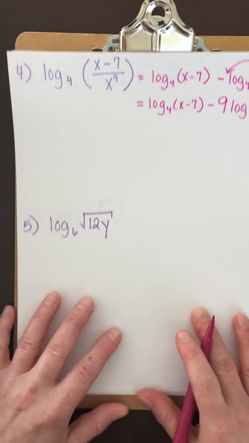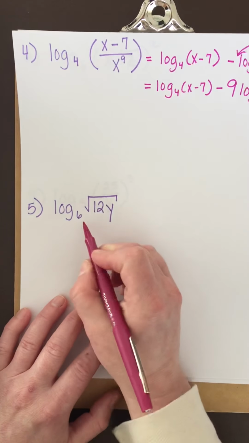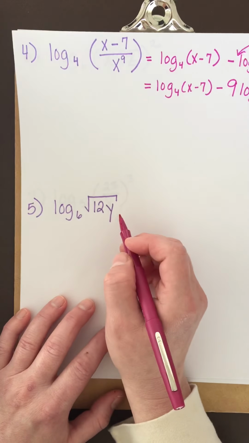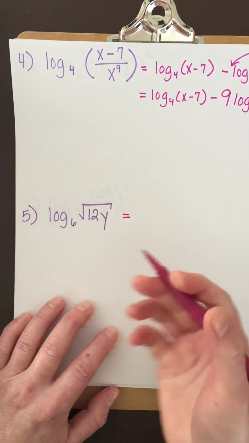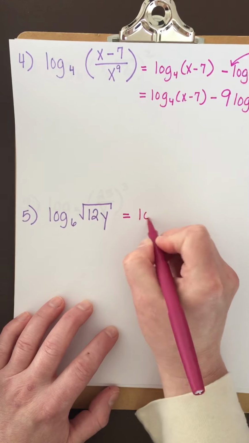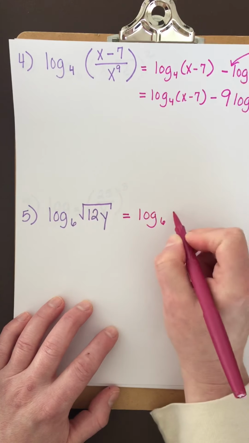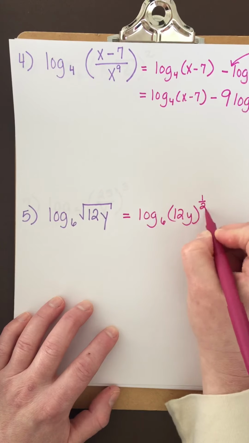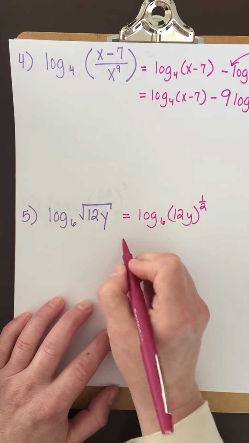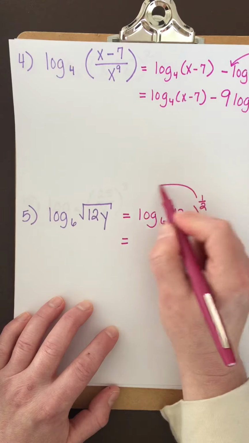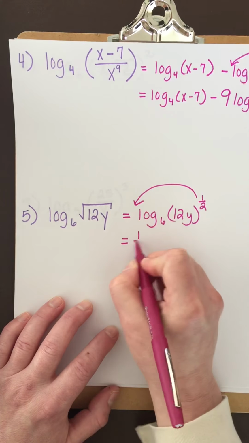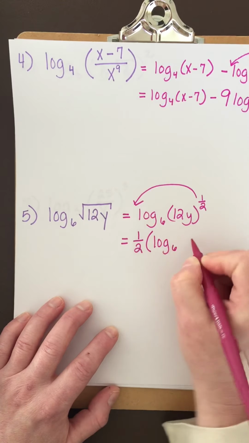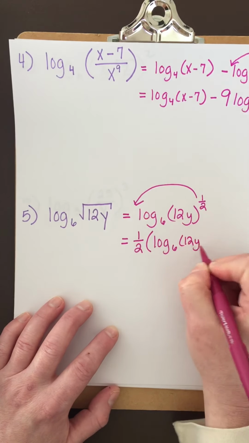All right, let's look at the next one. We have the log base 6 of the square root of 12y. So the first thing I'm going to do is change that square root to an exponent. So that would be 12y raised to the 1/2 power. And now I'm going to use the power rule and move that exponent out front. So we have 1/2 times the log base 6 of 12y.